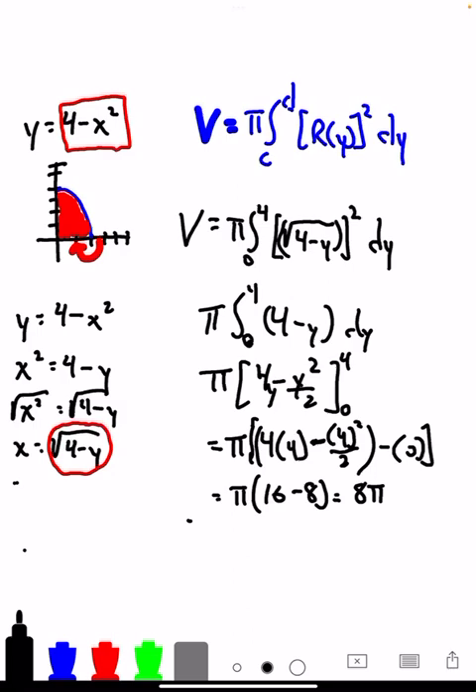Alright, so the main thing that I want to say is, even though we're still dealing with the same figure, rotating about the x-axis and rotating about the y-axis can still give you a different volume. So keep that in mind as well.